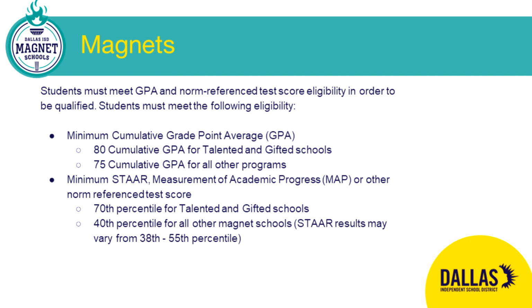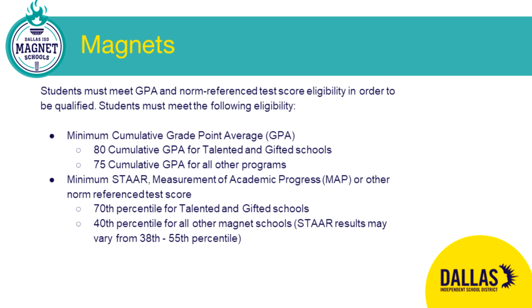Students must meet the GPA and norm reference test scores eligibility in order to be pre-qualified. Now, this just means that the minimum cumulative GPA average has to be 80% cumulative for the talented and gifted schools and 75% cumulative GPA for all other programs. Students must also have measured academic progress MAP scores of norm reference scores, 70th percentile for the talented and gifted schools, 40th percentile for all other magnet programs. STAR results may vary from the 38th to the 55th percentile.